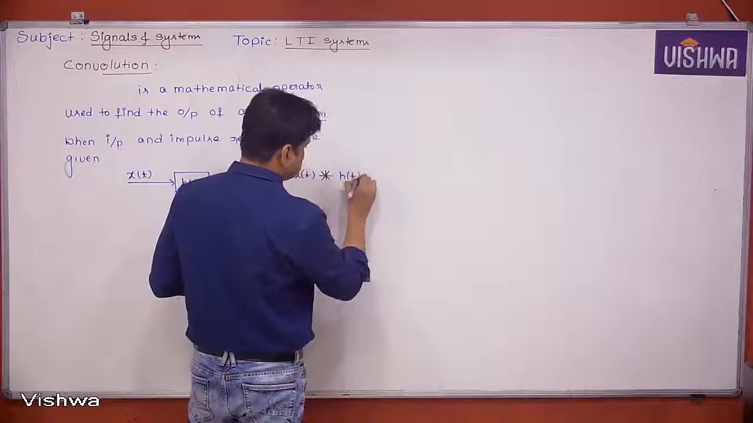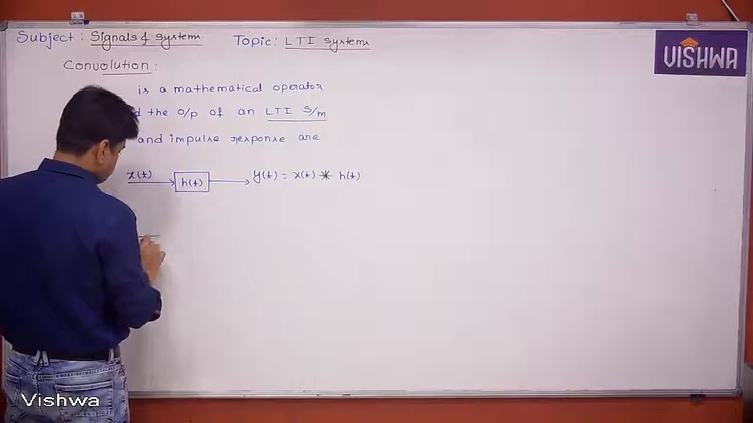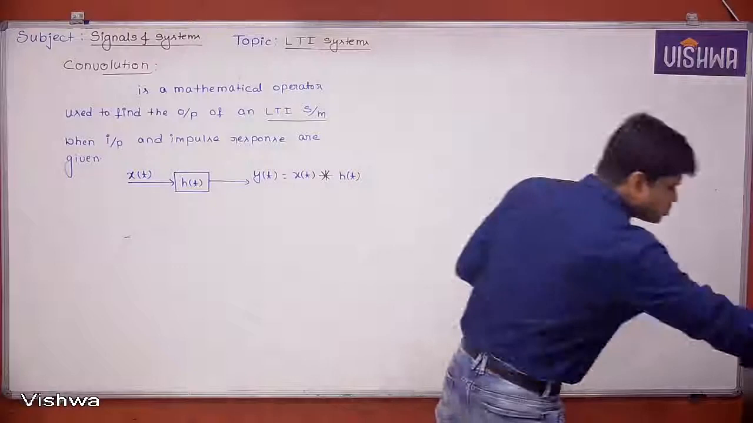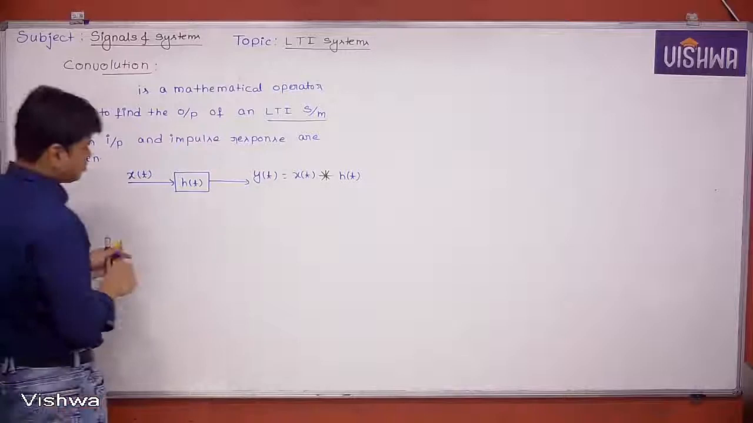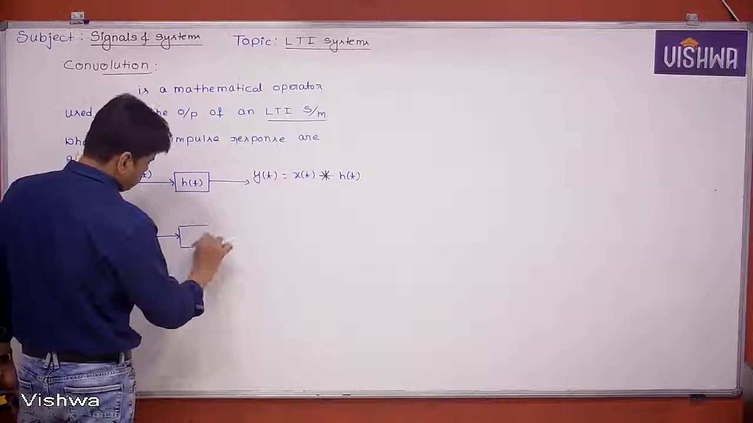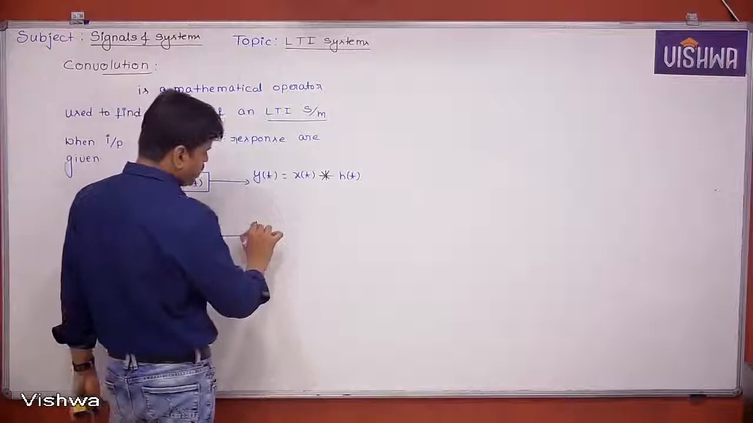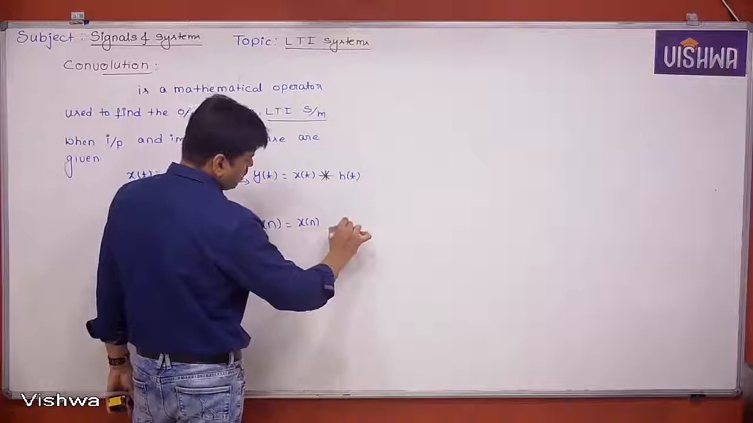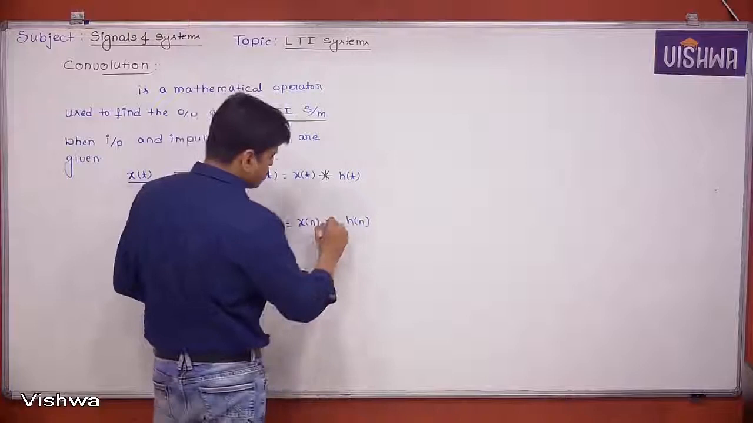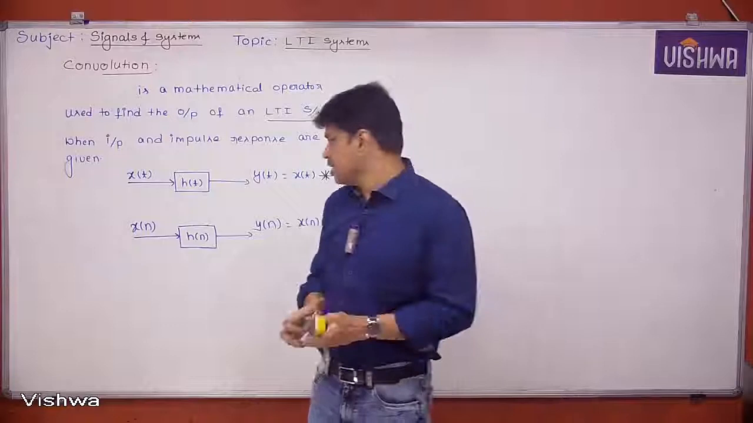Suppose it is a discrete time system with h of n. If x of n is given as the input, then we can calculate y of n, which is x of n convolution with h of n. So remember, to find the output, the operation we have to perform between input and impulse response is convolution. Okay, try to take it.